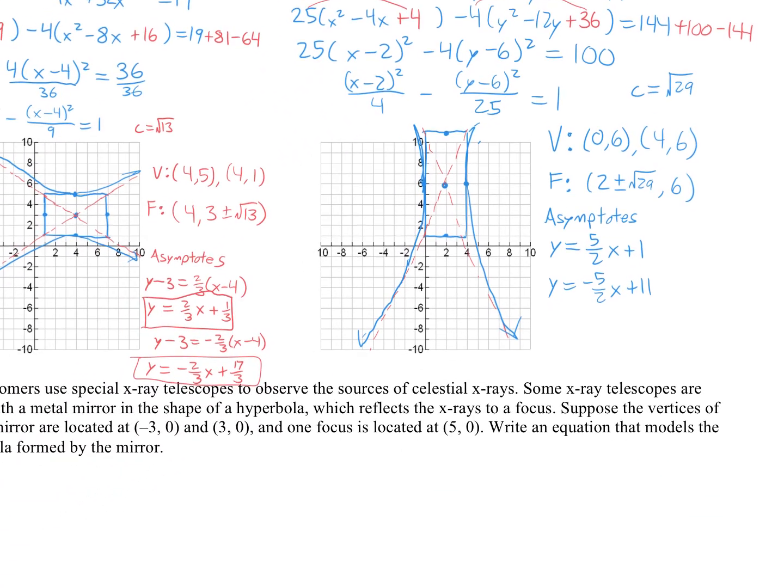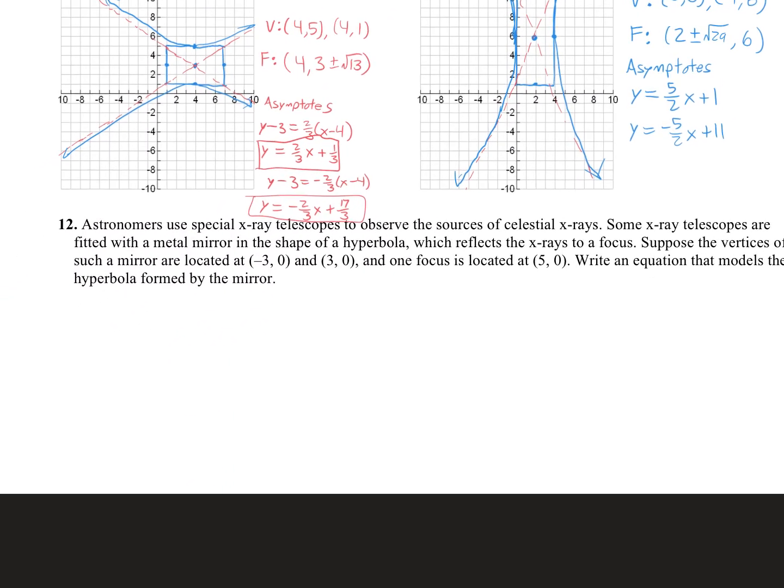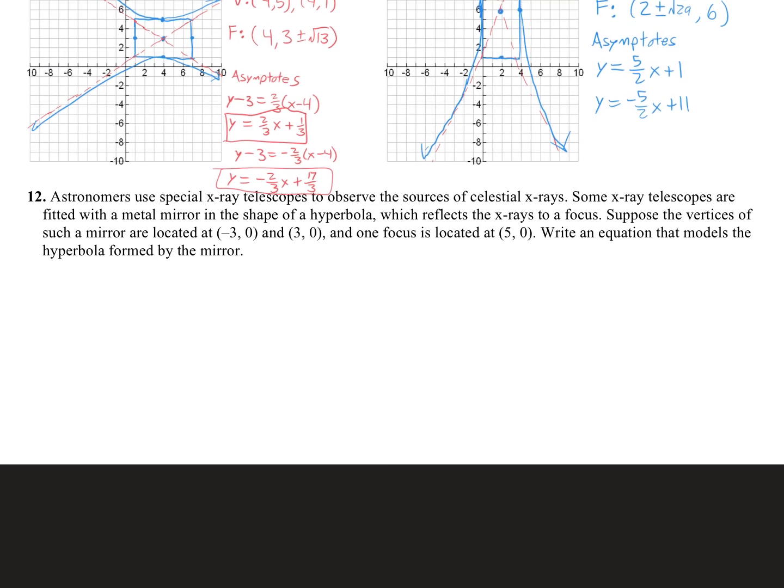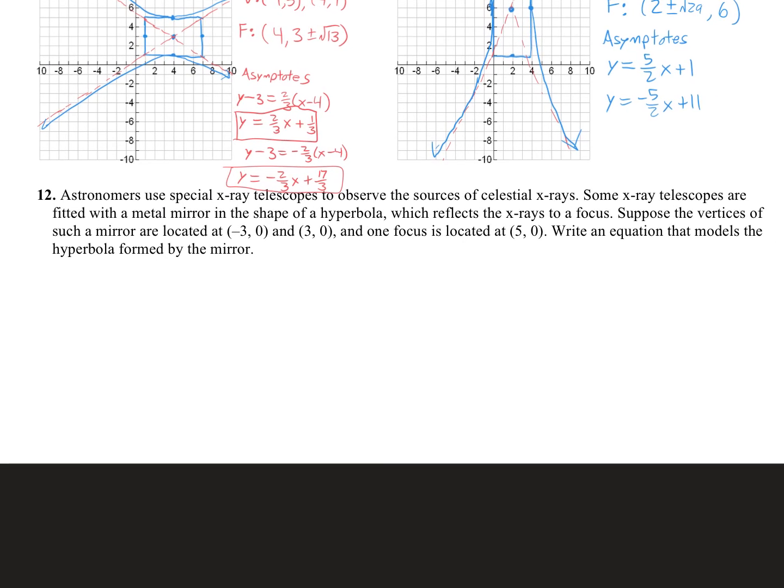We finish it up with one word problem. Right, so highlighting the important stuff, we see the vertices are -3, 0, and 3, 0. So that immediately tells us that our A is 3, and those are, if you do a rough sketch, -3, 0 and 3, 0 would be side by side. The focus is at 5, 0, so that tells us that our C is 5.